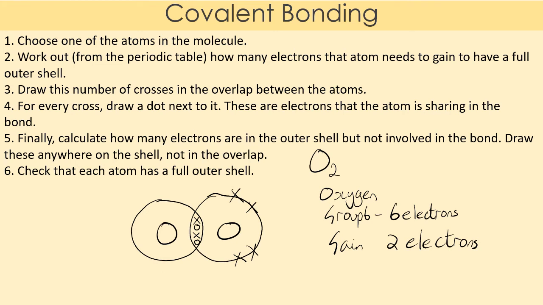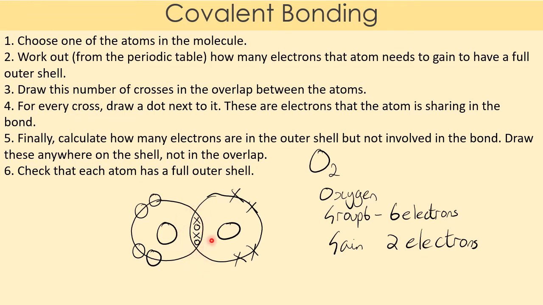I need to add them on. I've got 4 more electrons to add on to make it into a full outer shell. I now have 1, 2, 3, 4, 5, 6, 7, 8. Both oxygen atoms have 8 electrons, but they are sharing 4 of them.